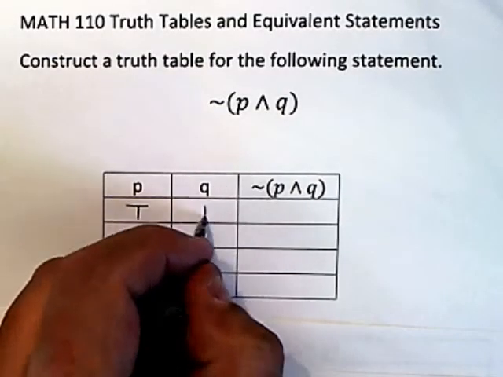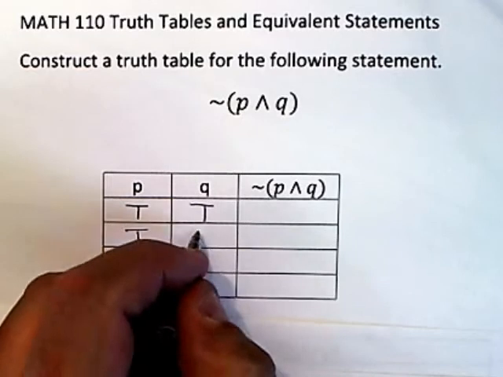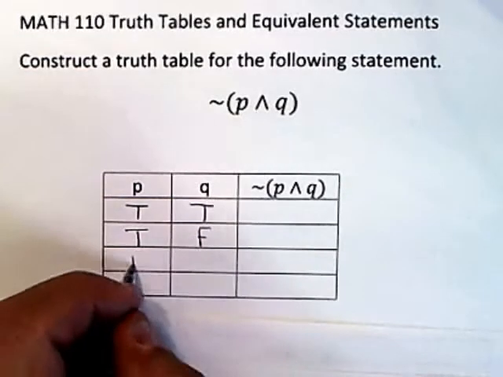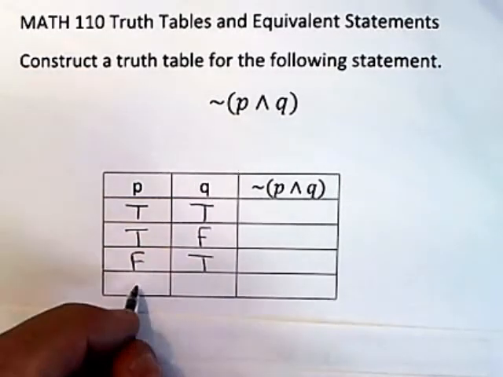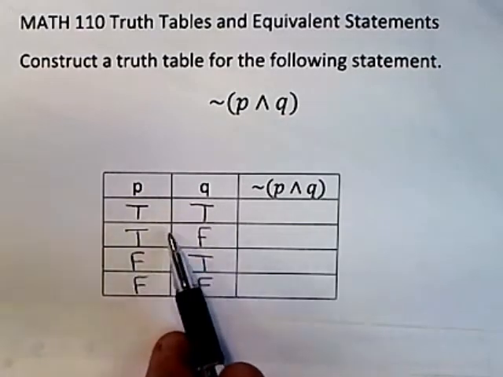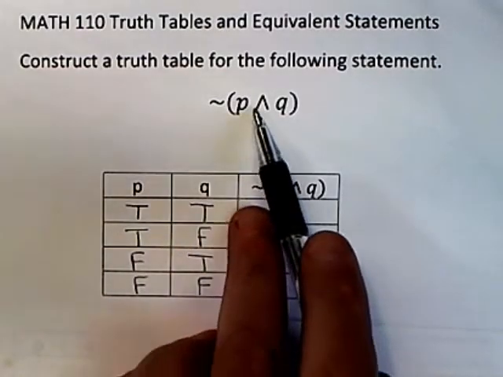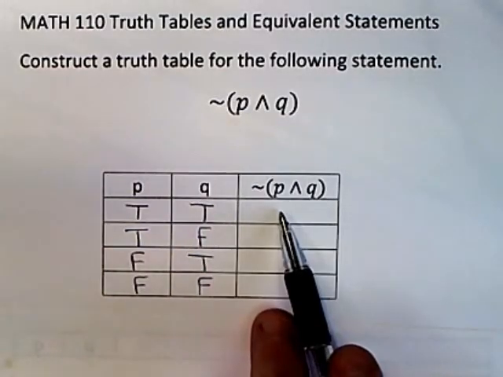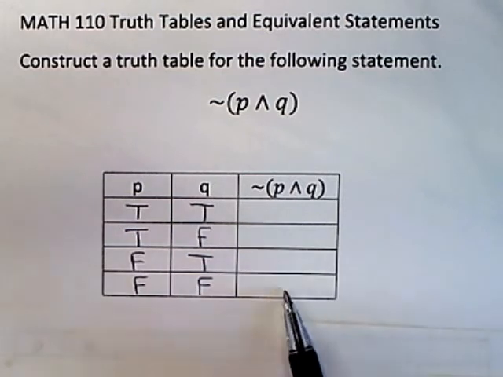In other words, they could both be true. P could be true and Q could be false. P could be false and Q could be true, or they could both be false. And then you're going to use these values and evaluate the compound statement, and the final truth value for the compound statement goes there.